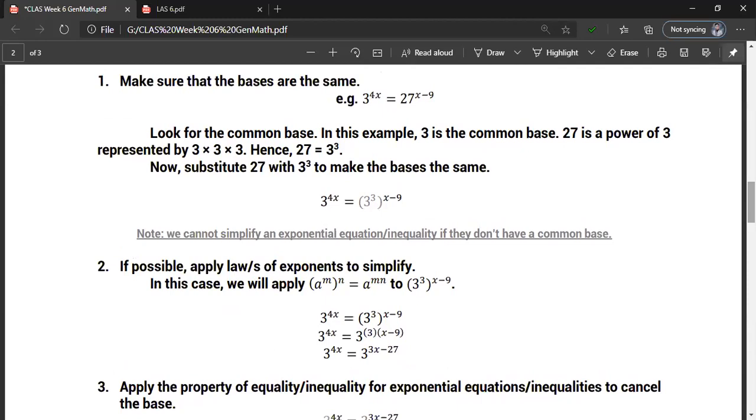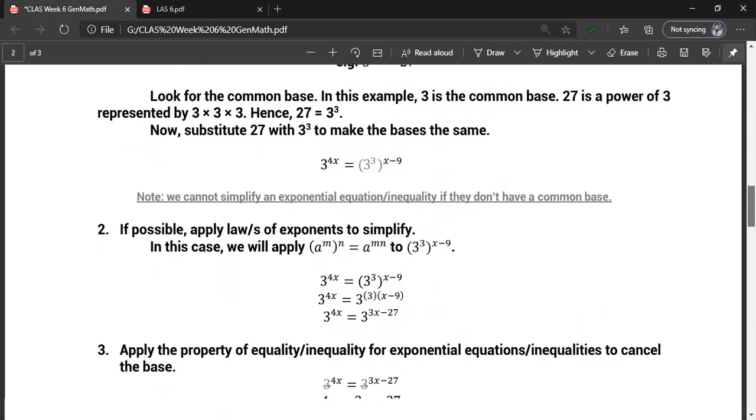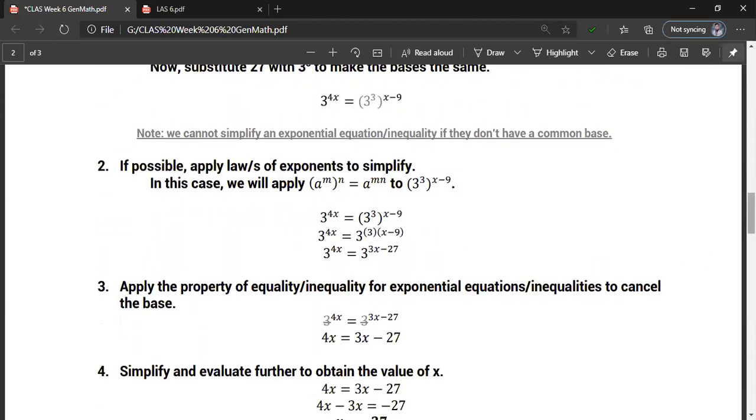So, bakit kailangan natin na same base yung ating exponential equation or inequality? Kasi nga po, hindi tayo makakasimplify. Ayan, may note, di ba? We cannot simplify an exponential equation or inequality if they don't have a common base. Ngayon, step number 2 na tayo. Basta yun yung step 1. Kailangan common base sila. Kailangan pareho yung base nila. Di ba? Parang baseball lang, may mga base. Ganun.